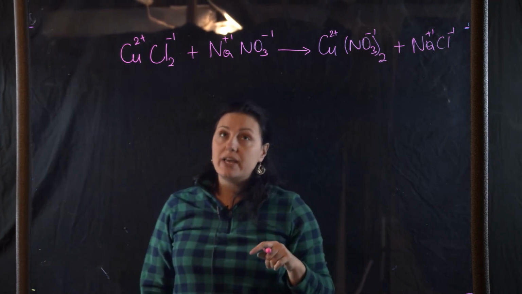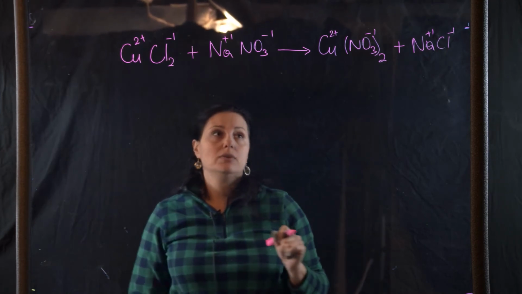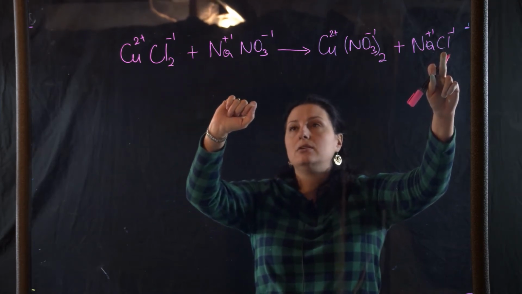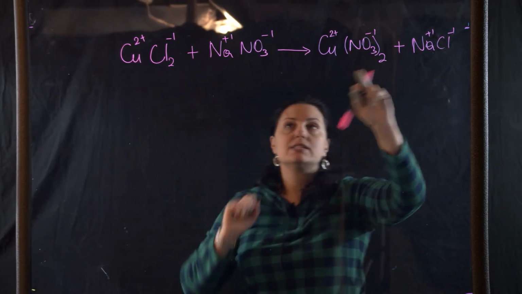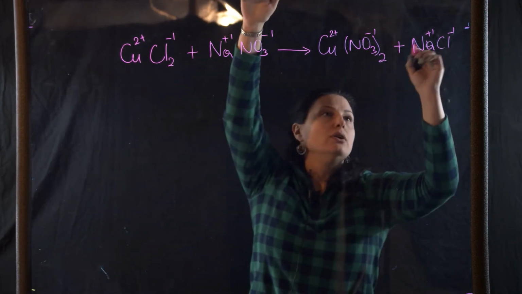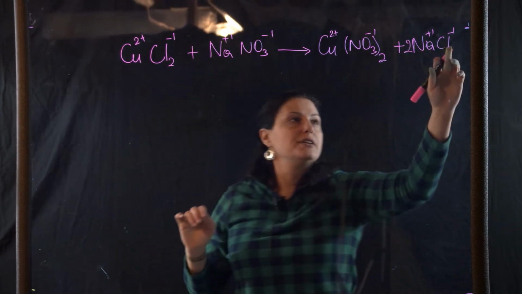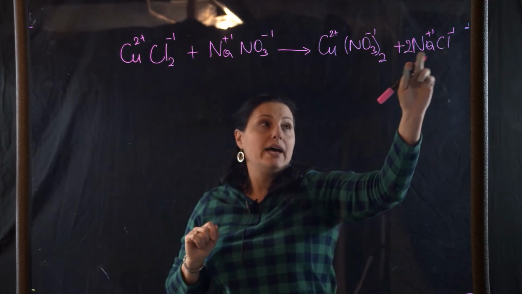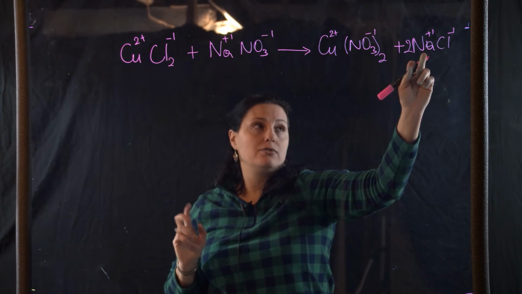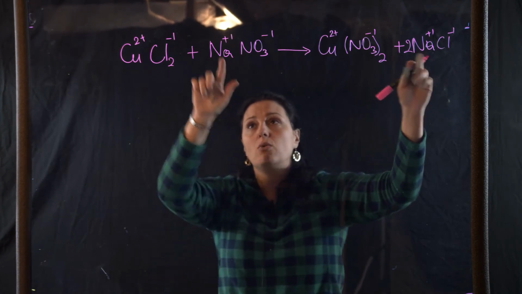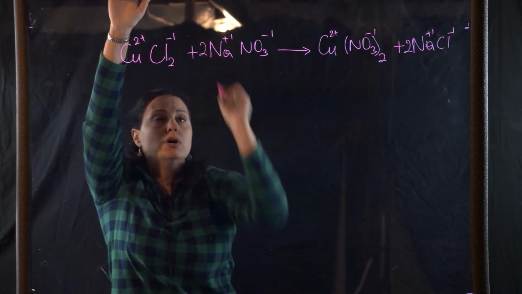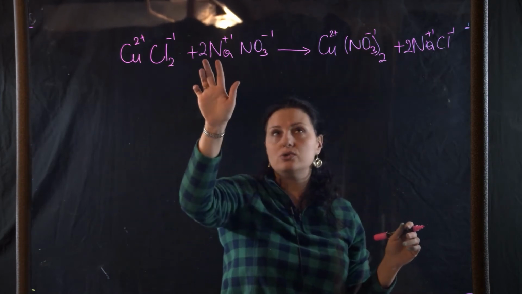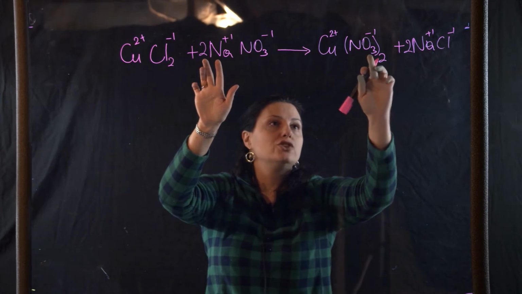Now I need to make sure that it is a balanced reaction. I have 2 chlorines here, but only 1 here. I have 2 nitrates here, but only 1 here. So I can put a 2 up front here. That makes 2 chlorines on each side. But I change the number of sodium, so I have 2 sodiums here, 1 here. If I put a 2 up front here, that takes care, balances out my nitrates as well. So 2 sodiums, 2 sodiums, 2 nitrates.